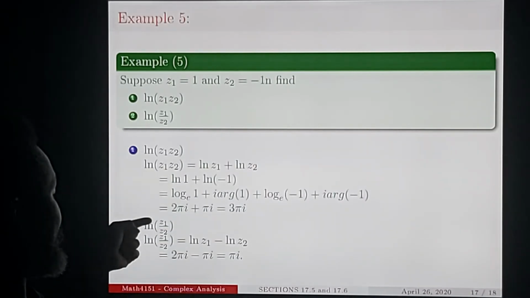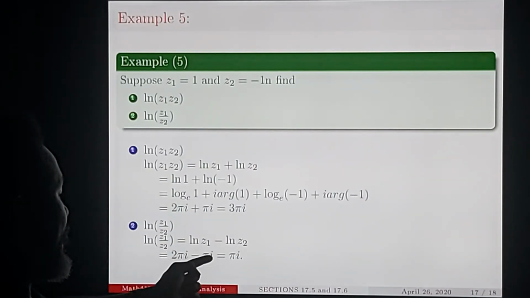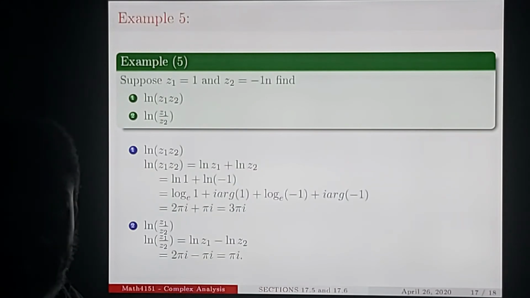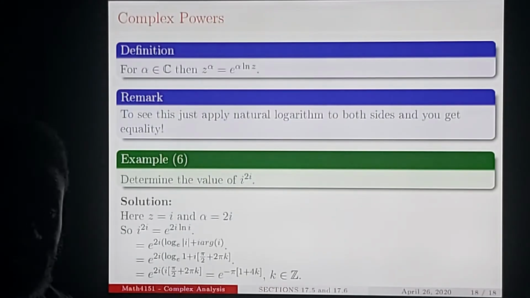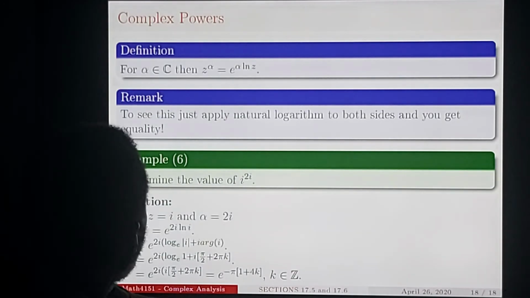And then for this one it is just the difference: 2 pi i minus pi i, which is pi i. I hope it makes sense. If it doesn't, you will tell me. Because I want to finish now the last slide here about complex powers.